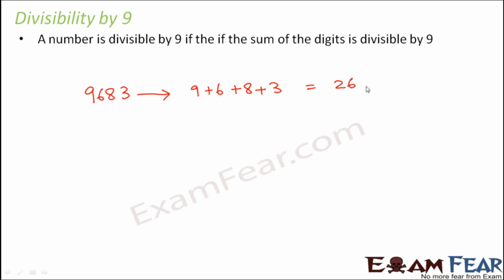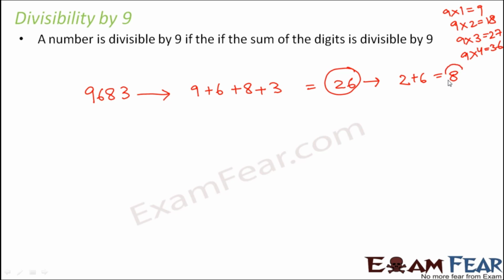Now 26, do you think it is divisible by 9? Quickly write down the multiples of 9 in order to know if it is divisible or not. So what do you see? 26 is not divisible by 9. Now in case you are not very sure, you break it down again, find out the sum of the digits, so that comes out to be 8, which is not divisible by 9. Therefore this number as a whole is not divisible by 9.